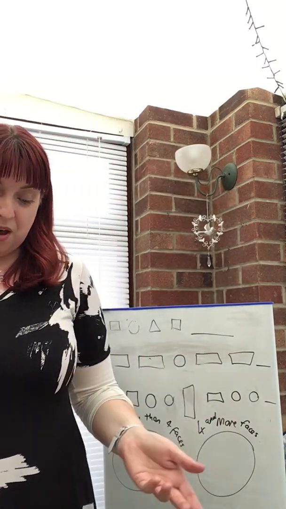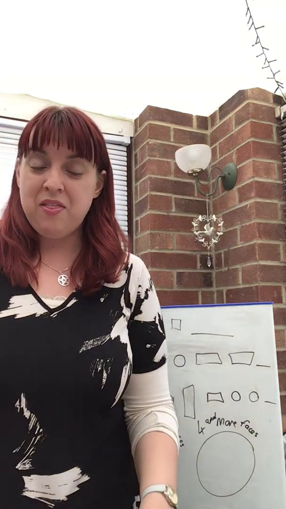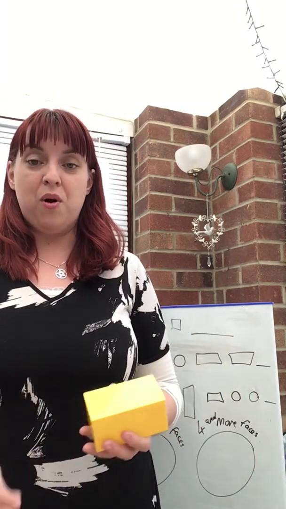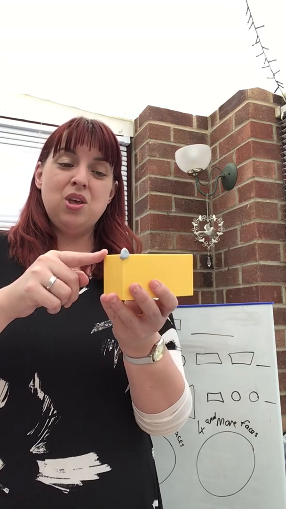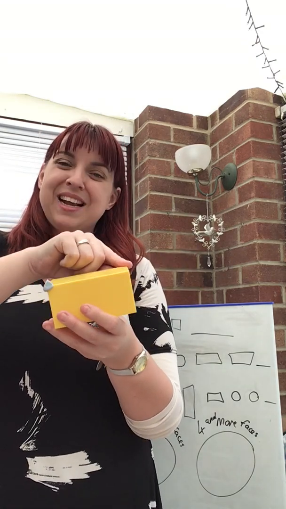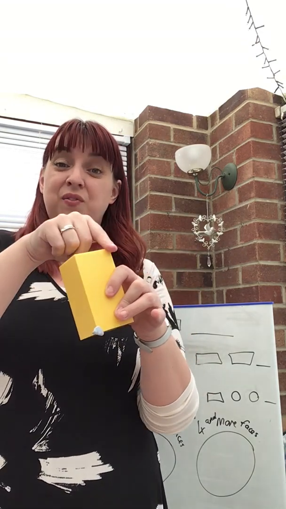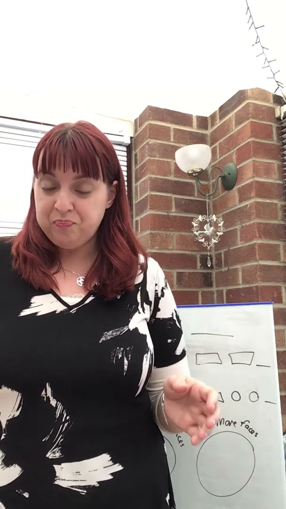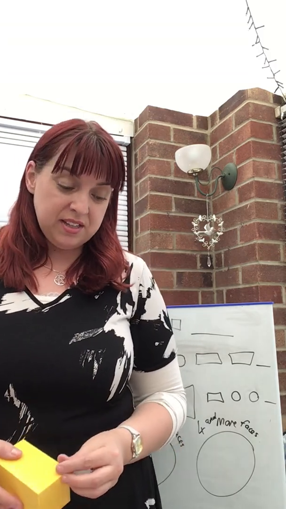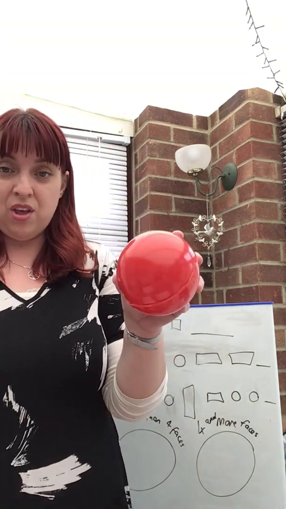So a vertex or vertices is where these edges meet, where 2 or more edges meet. Typically in 2D shapes, these are the corners. So again, using the blue tack to actually count these vertices as you're going and count as you then remove.